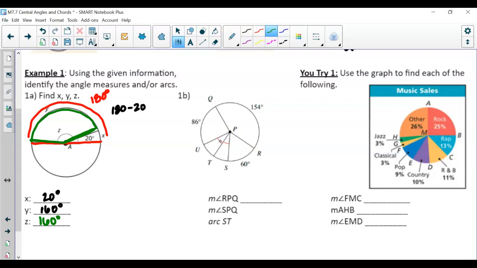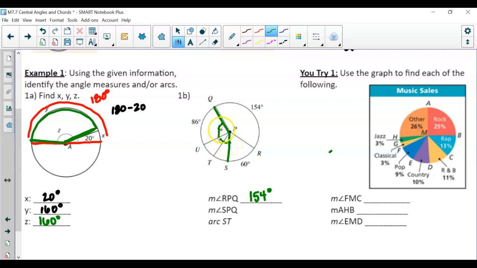So we're going to look for the measure of angle RPQ. So RPQ, which is this central angle here, which creates this minor arc RQ. So that means RPQ is 154 degrees because it's congruent to the arc it creates. So now let's look for SPQ, the measure of angle SPQ. So now notice we're looking for this entire angle.